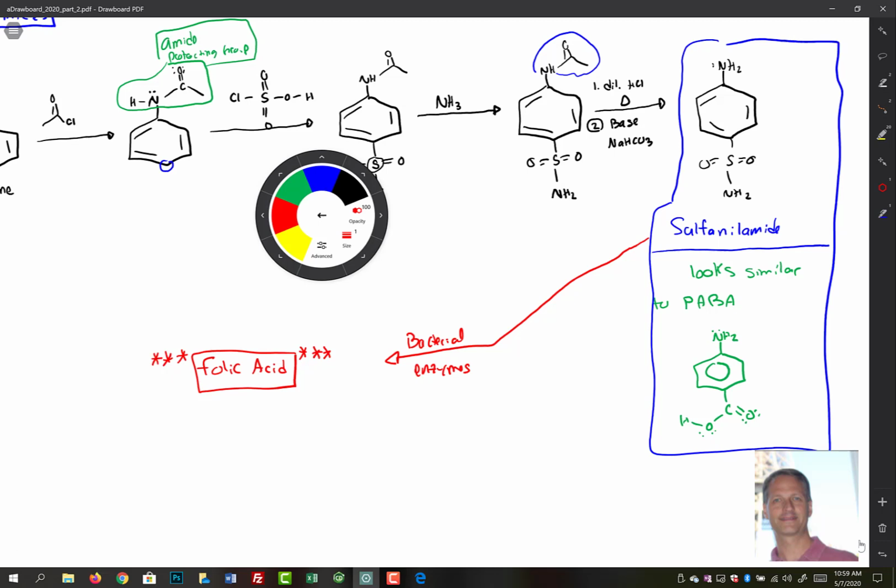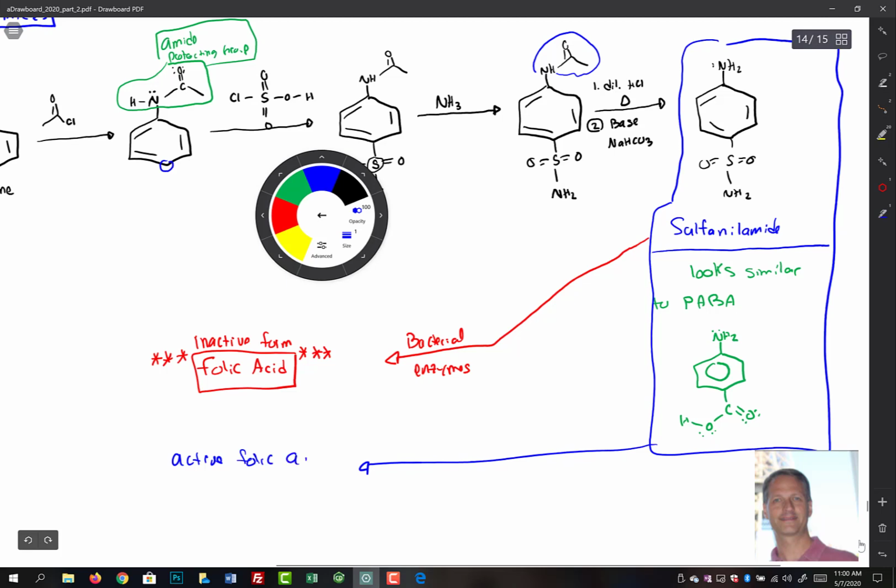Folic acid is used for reproduction and cell growth. So with a bad form, or maybe an inactive form of folic acid, it slows bacterial growth so that your body has a chance to fight the infection. Right? So the normal PABA is incorporated into an active, right, or functional folic acid.